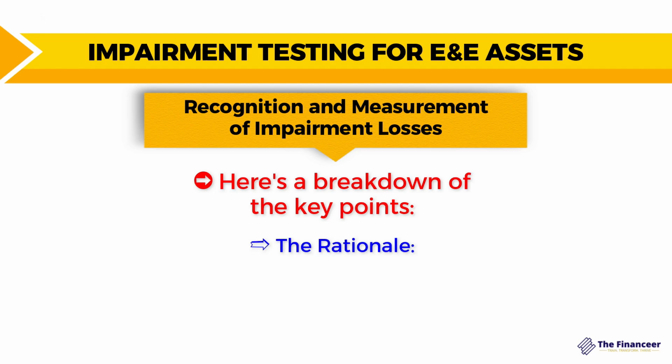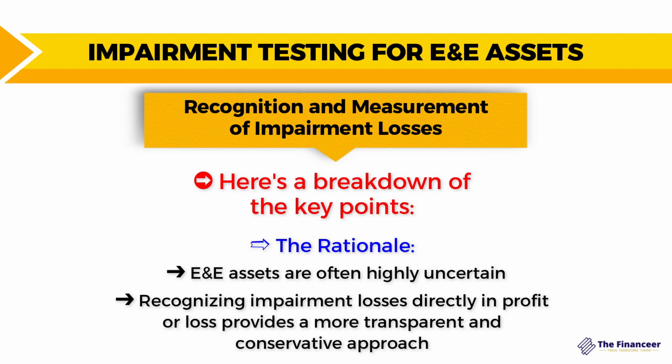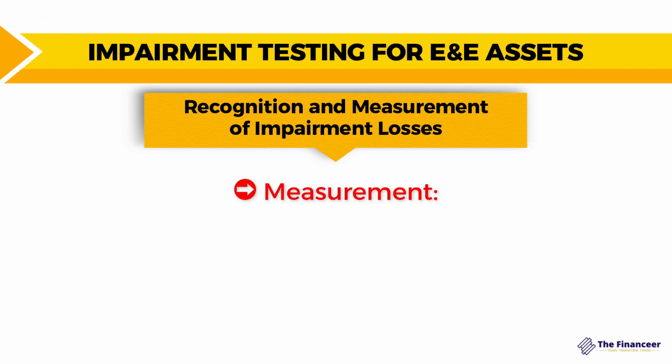You might wonder, what is the rationale behind this specific treatment under IFRS 6? The rationale is that E&E assets are often highly uncertain in terms of their future economic benefits, and recognizing impairment losses directly in profit or loss provides a more transparent and conservative approach to reflecting these potential risks.